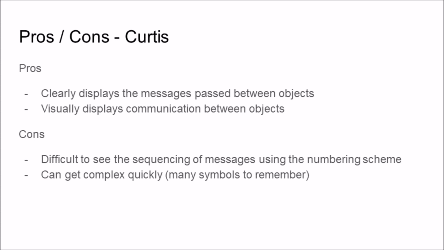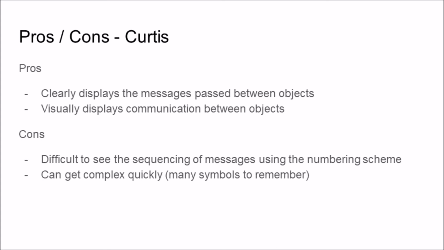So that's the real main con, the real downside. The next one is it can get complex very quickly. Some of the symbols and names are a little bit unintuitive for the UML communication diagram. You have to memorize and understand what each symbol means to really fully comprehend the UML that you're looking at. So that can be a major con.